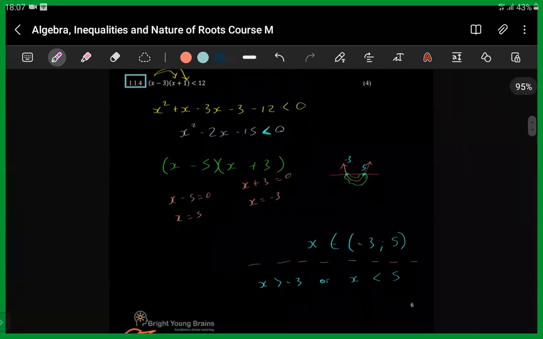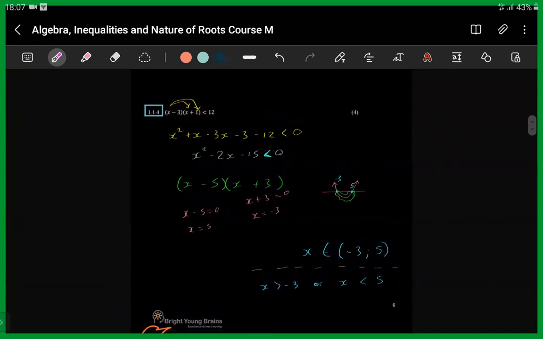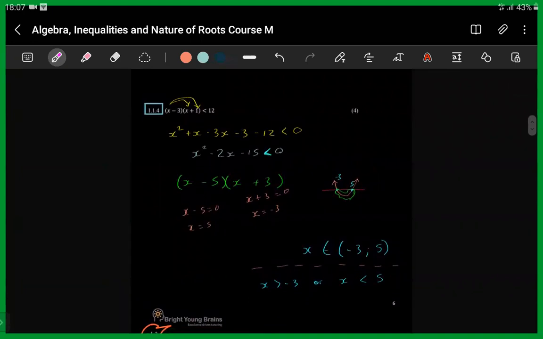And as you say, this is from the algebra course. So yeah, you can see why it's good practice to go through these kinds of questions.